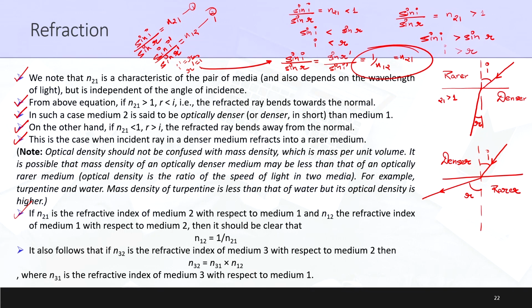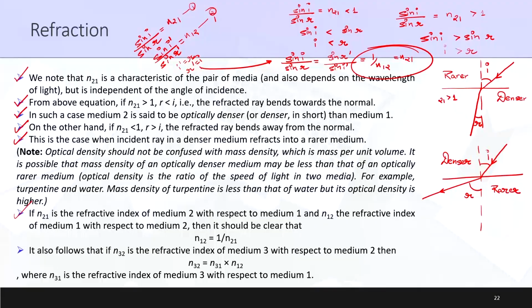Next, it also follows that if n32 is the refractive index of medium 3 with respect to medium 2, then n32 is equal to n31 into n12. So, basically you are using 3 mediums now. If you go on refracting, giving the propagation first in this direction and the next time in this direction, you finally get this formula. But what is n31? n31 is the refractive index of medium 3 with respect to medium 1. So, basically the terms for 23 and 32 get cancelled, and the product gets the value 1. Okay, let us move on.